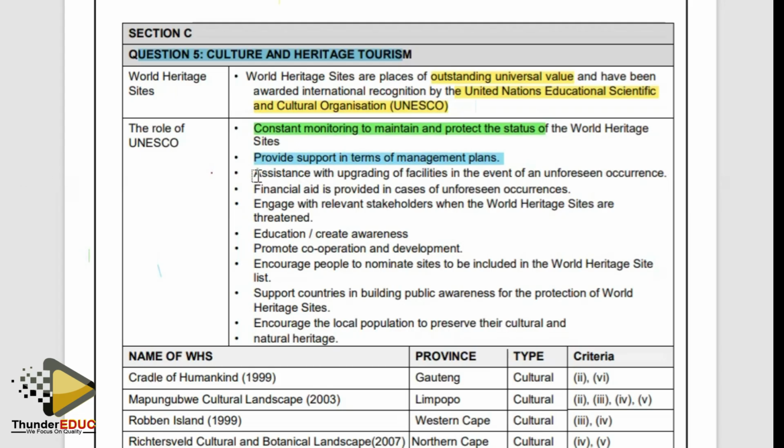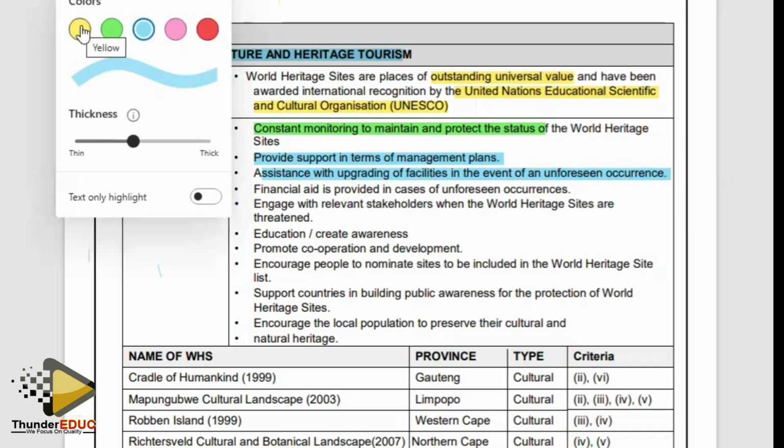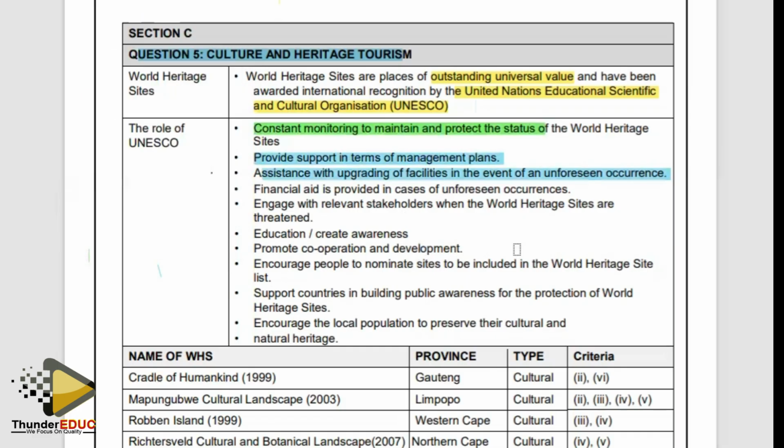Then they also assist with the upgrading of facilities in the event of an unforeseen occurrence. For example, if an attraction is affected by an earthquake or a flood, UNESCO provides facilities to upgrade that particular site. In addition, for everything to take place, there should be money, so the role of UNESCO is to provide financial aid in case of unforeseen occurrences. It also engages relevant stakeholders when World Heritage sites are threatened. That is another important role.